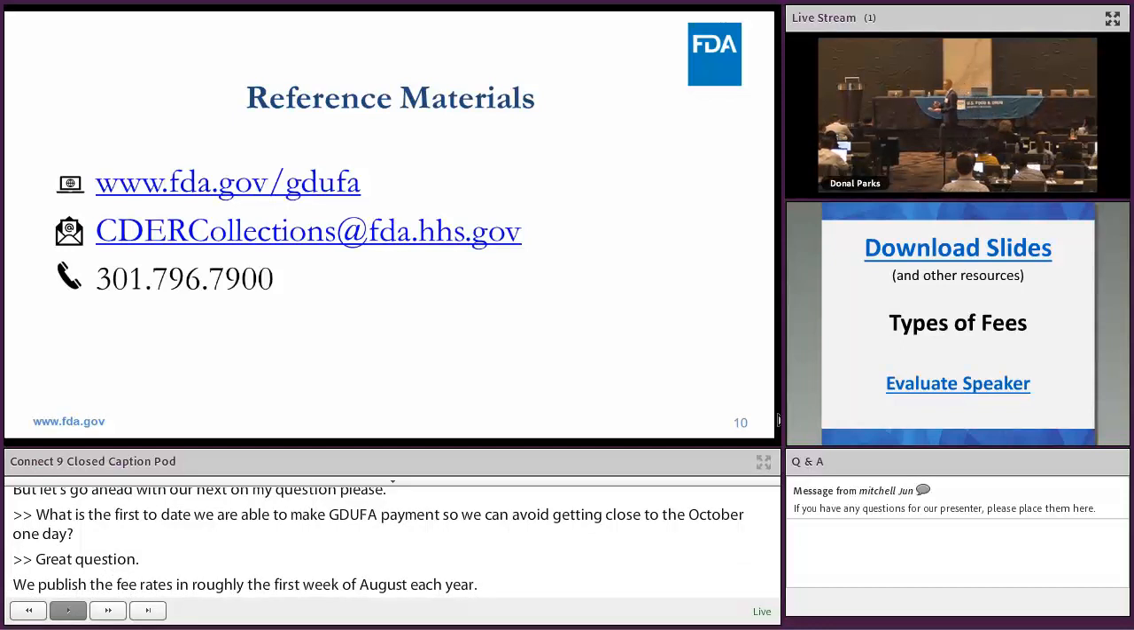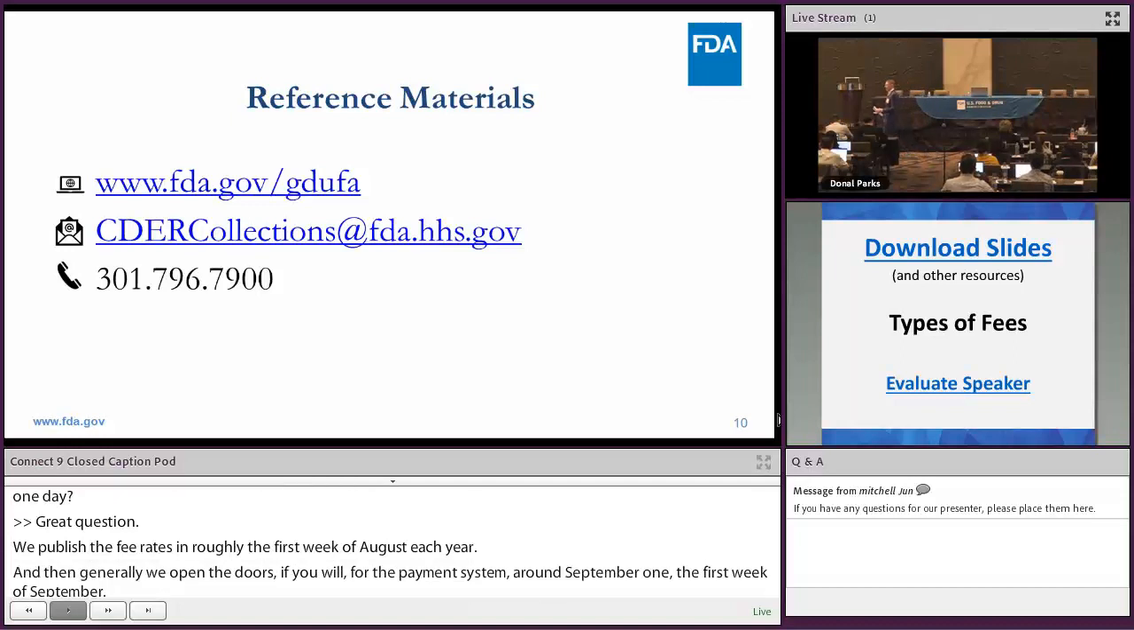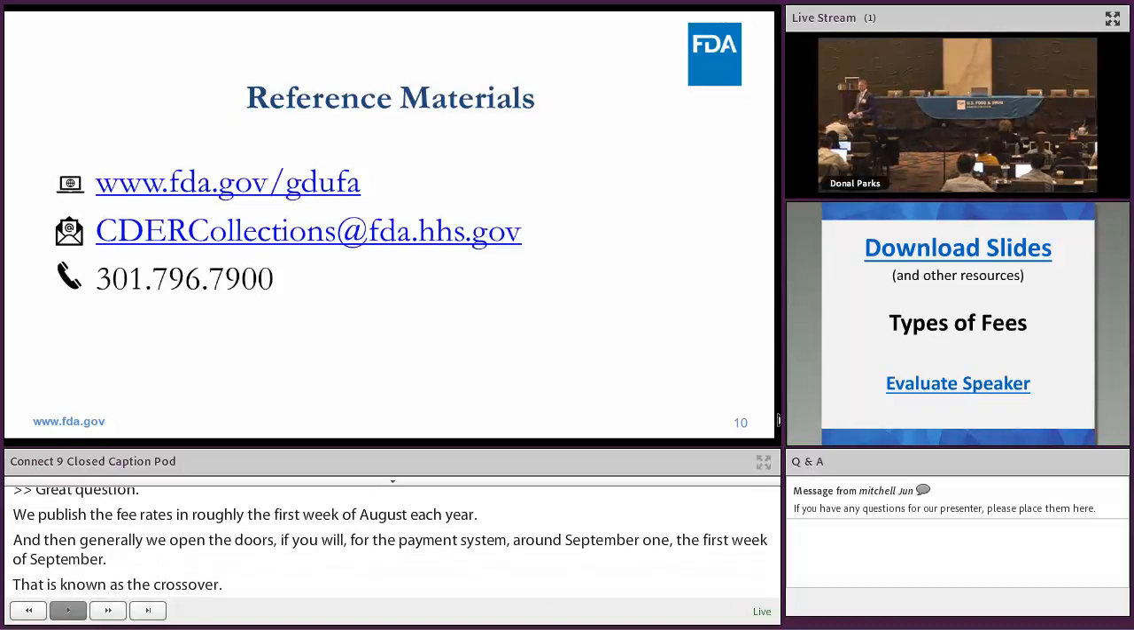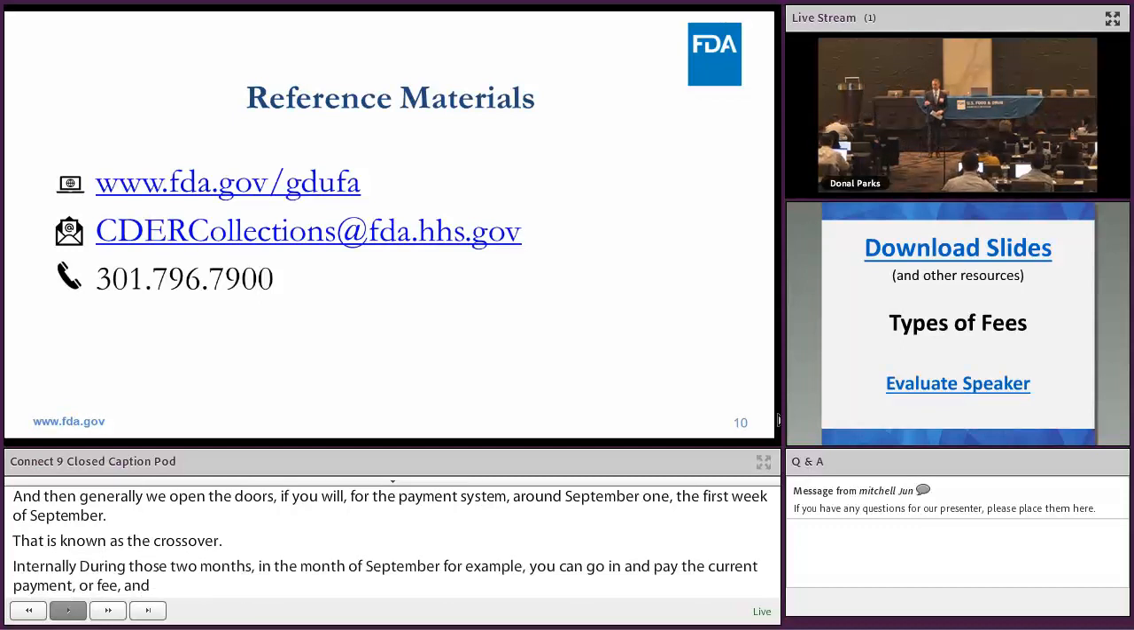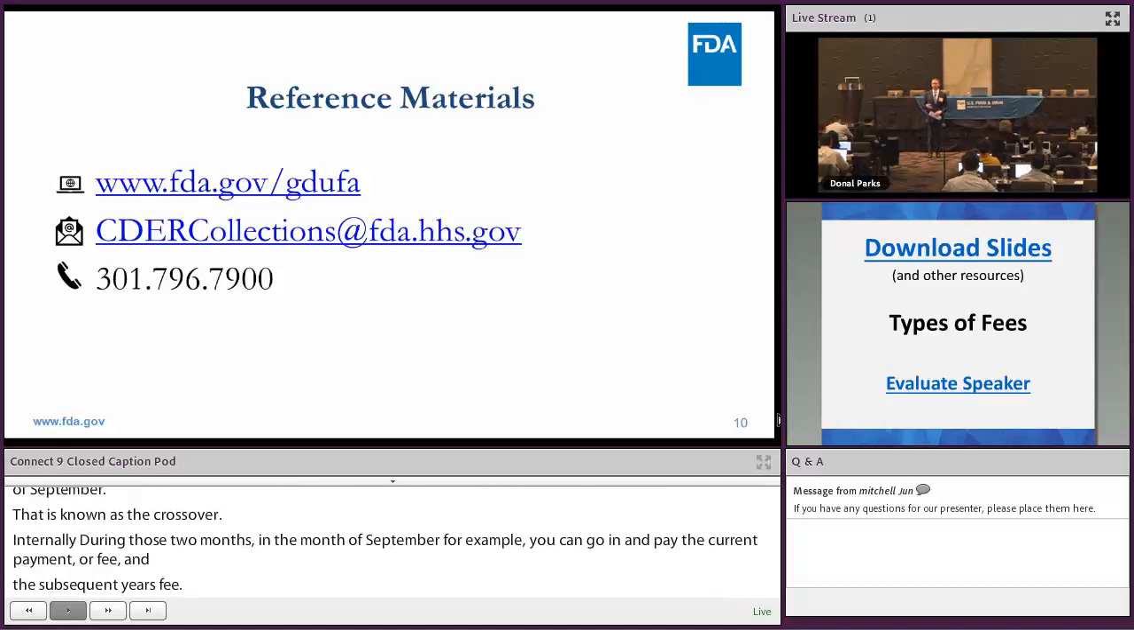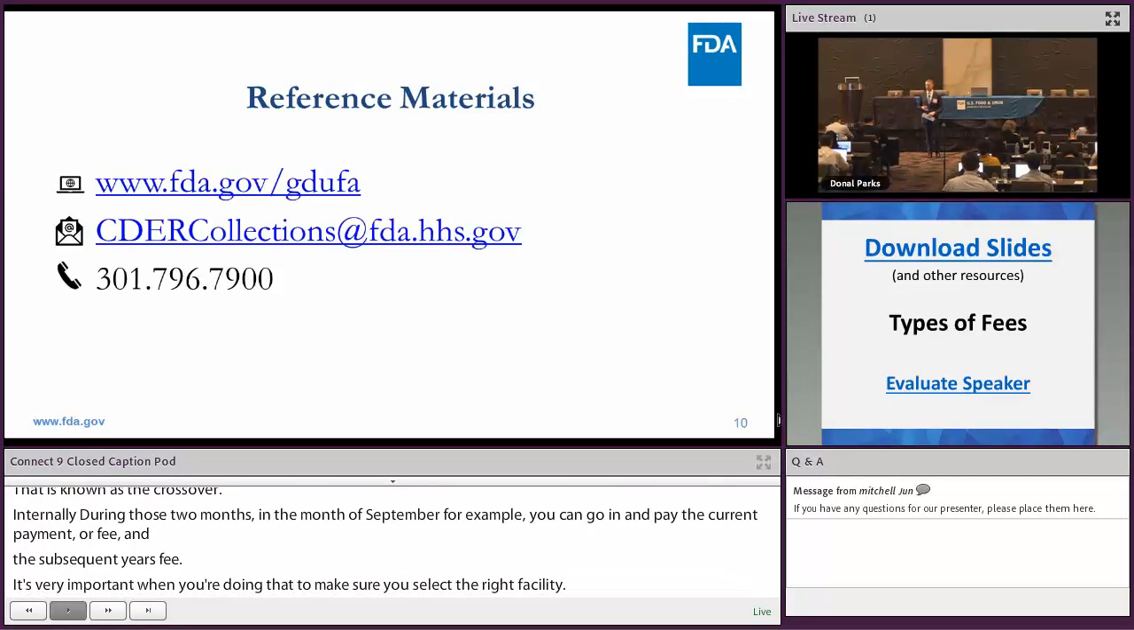So during those 2 months, well, in the month of September, for example, you can actually go in and pay the current fiscal year's payment or fee and the subsequent year's fee. And so it's very careful, it's very important when you're doing that to make sure you select the right fiscal year. So when you go in, make sure that the fee is the right one. So if you're coming in this September to pay the upcoming fee, you make sure it's fiscal year 2020, for example.